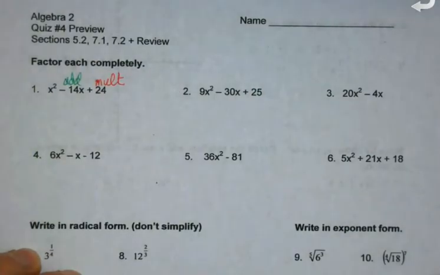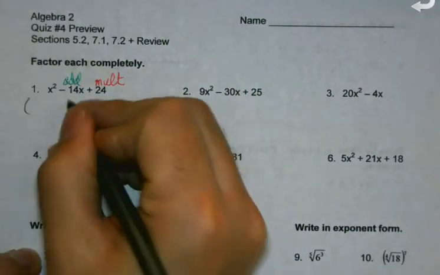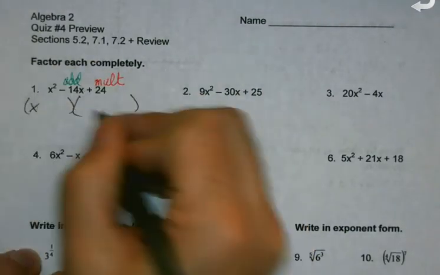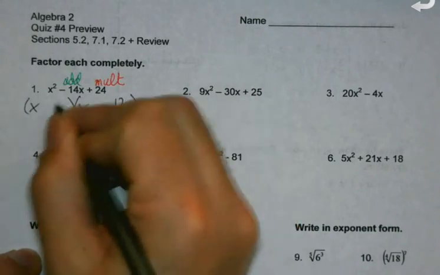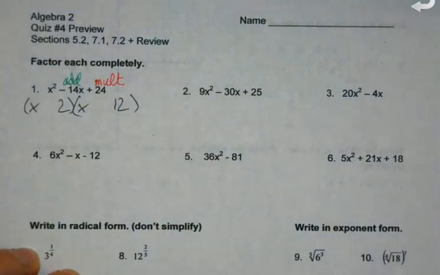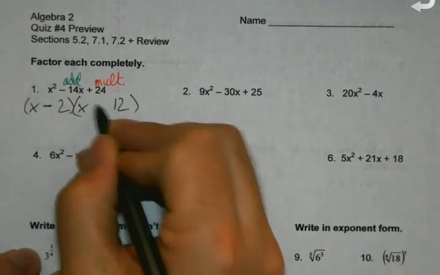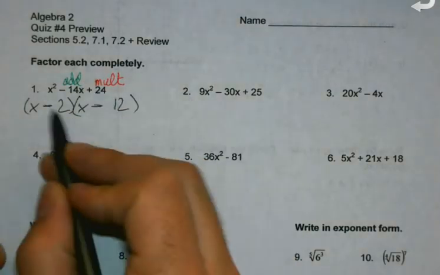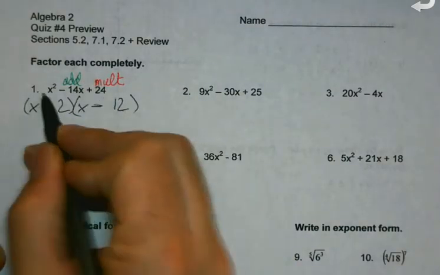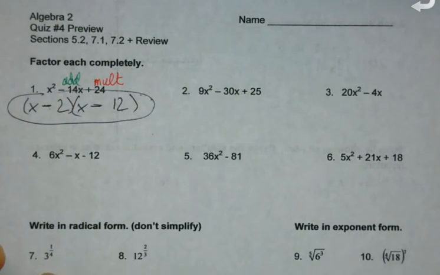Oh, we got them already. Adding to get the number in the middle. 12 and 2. Anything special with signs? Okay, both negatives. Negative times negative is positive. Negative 2, negative 12, negative 14. All right, knock that guy out.